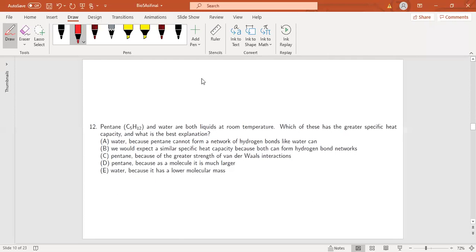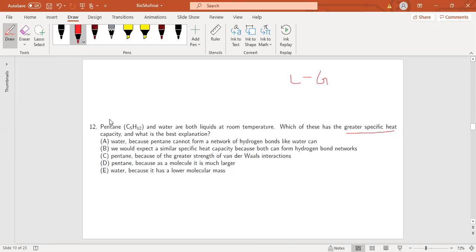So let's look at number 12. It's saying pentane and water are both liquids at room temperature. Which of these has a greater specific heat capacity? Well, first things first, it's asking for greater specific heat capacity. So we're looking at something about going from a liquid to a gas, right? And putting in heat in between.